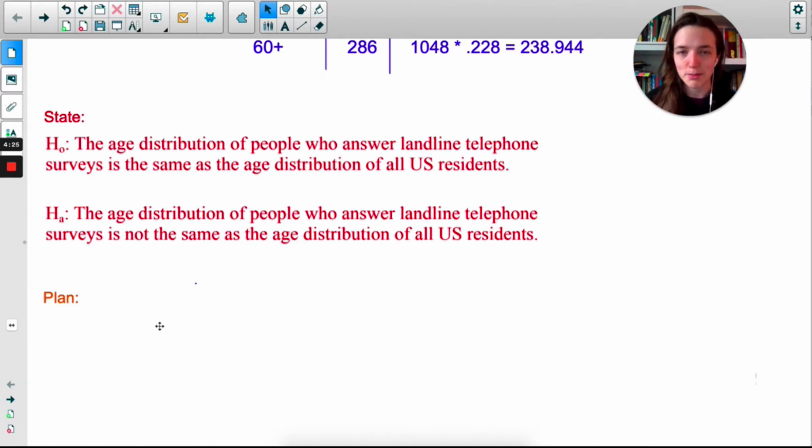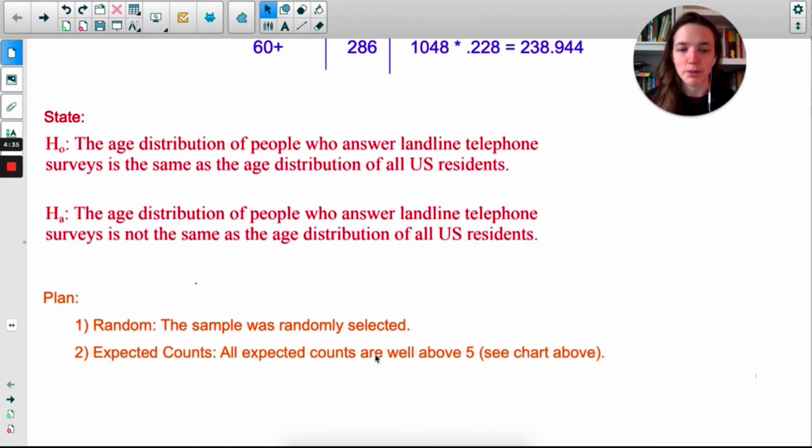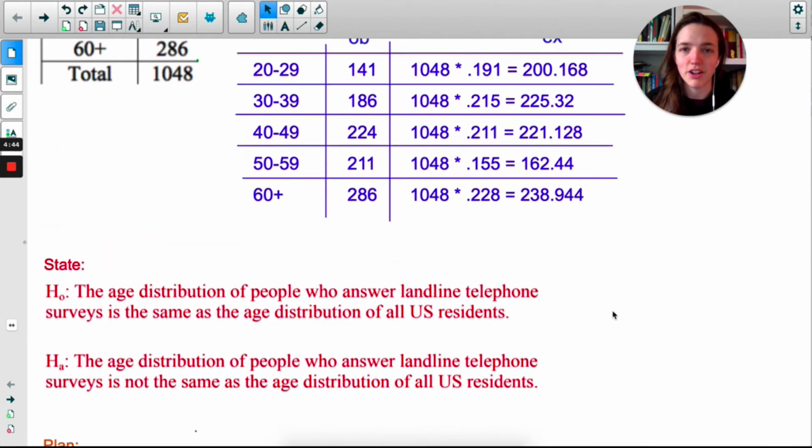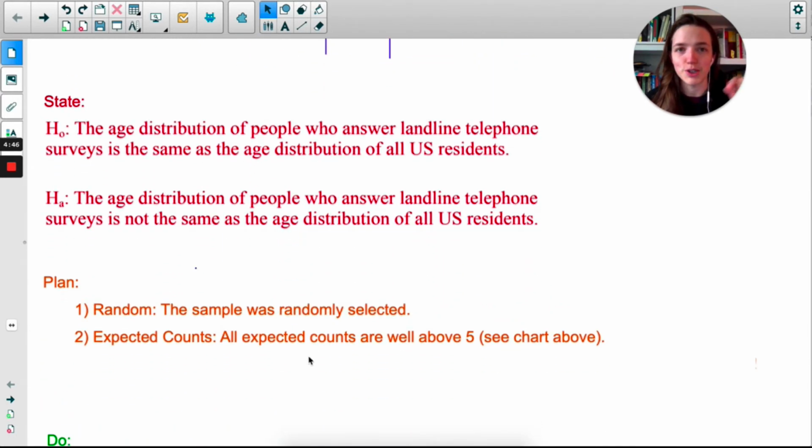For our plan step, there were 3 conditions to check for chi-squared goodness of fit. The first was that we had a random sample, and we did have that here. It said it was a random sample. The second was expected counts. All expected counts have to be greater than 5, and they are definitely greater than 5 here. We calculated them all. You don't have to show them again if you've showed them somewhere else in your work. You can just say see above.